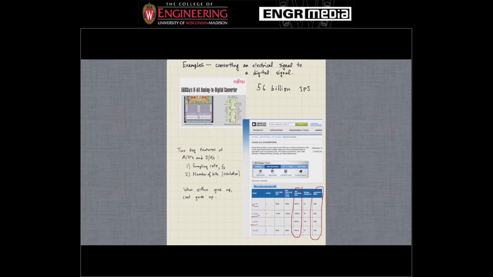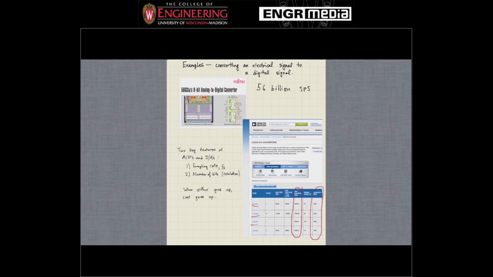Okay, and when either one of these goes up, the cost of the device goes up. So you could just go to this website, Analog Devices, and see what the current price for these things are. But they're anywhere from 10 cents for a slow D to A with a small number of bits, to hundreds of dollars for very specialized D to A's and A to D's.